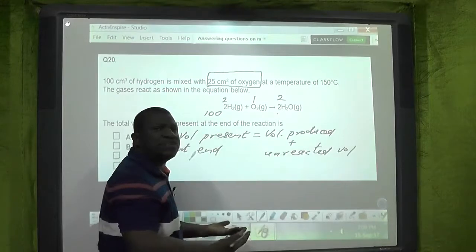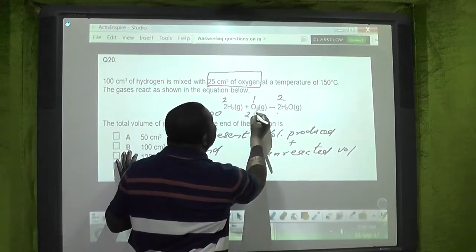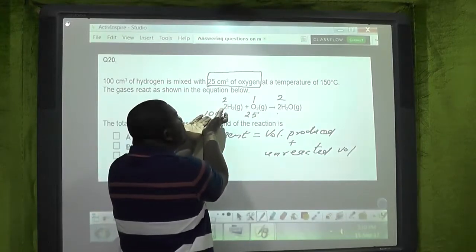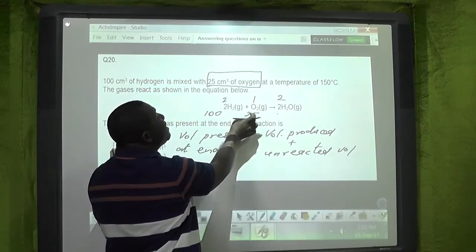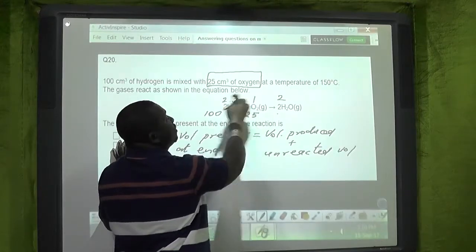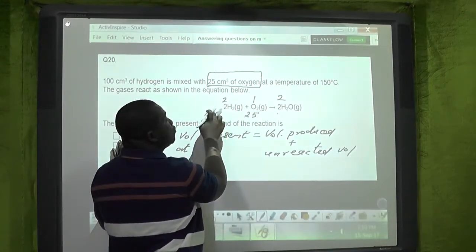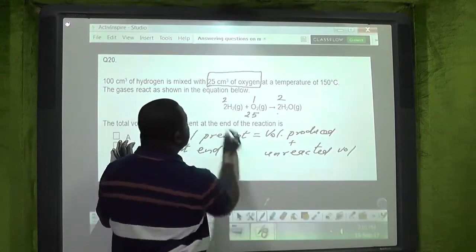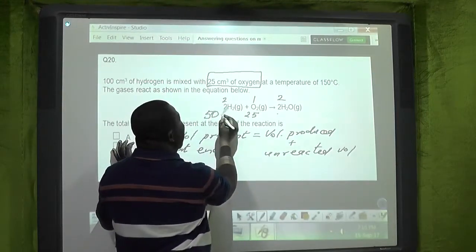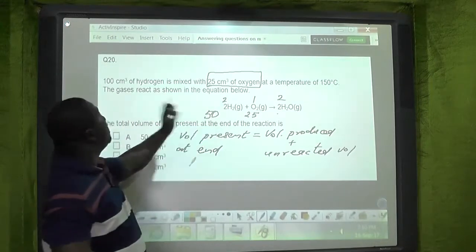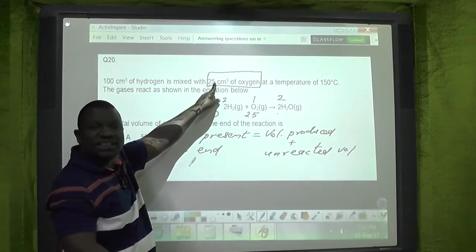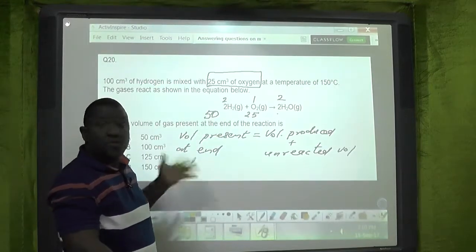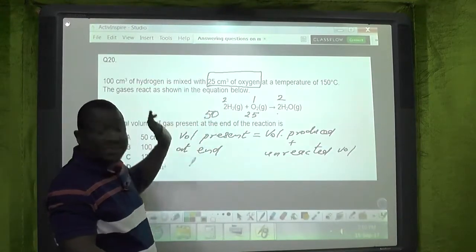Limiting means the one that is not enough. So I only have 25 of these. That means even if I have 1 million of these, this will only take 2 multiplied by 25, because it's ratio 2 to 1. So this has to be 50 reacting. So the amount of this reacting will be 50, not the 100 that you are giving. Only 50 of these will react because only 25 of oxygen is available. It will only take what it can take from the 100.